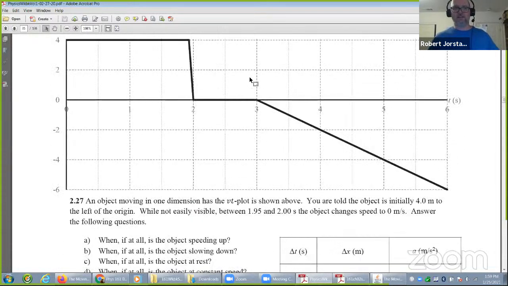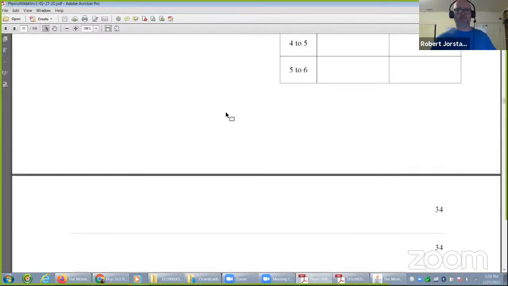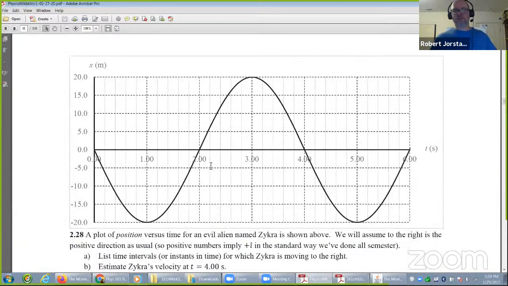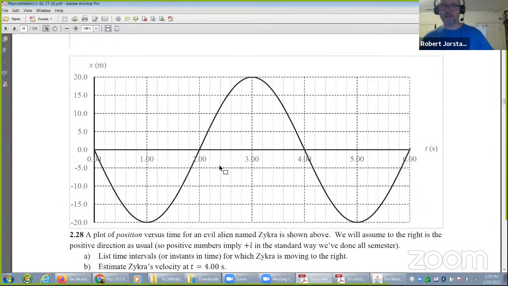All right. This handout, forget that. That's just what I just showed you, the moving man. We just did it. This problem is really good. So I'm going to look at question 2.28 really quick, just to remind you of something.